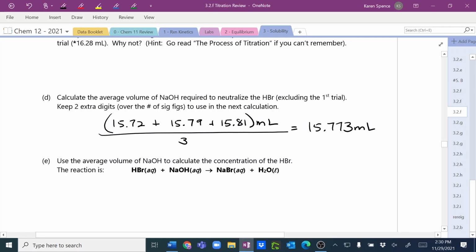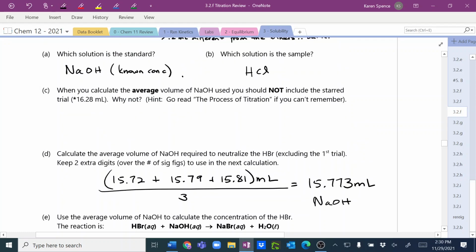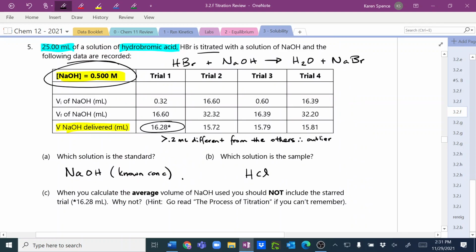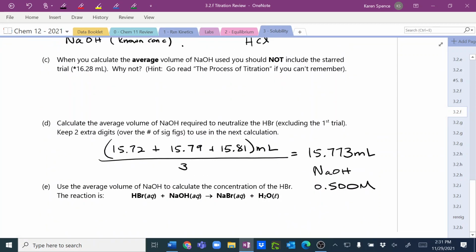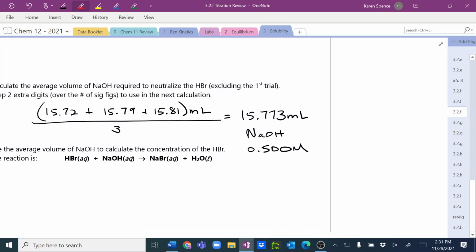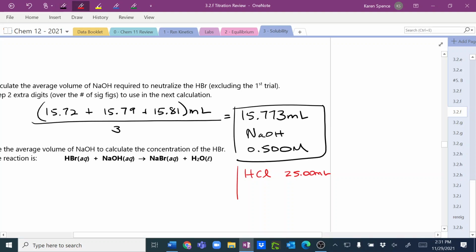Use this reaction to calculate the concentration of the HBr. Well, now we know that this is the volume of the NaOH. The concentration of the NaOH was up here, 0.500 molar. And we know that the volume of the HCl was 25 milliliters. We have our NaOH stuff here, and we have our hydrochloric acid there, and we don't know the concentration of the HCl.